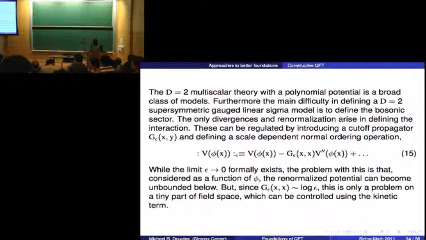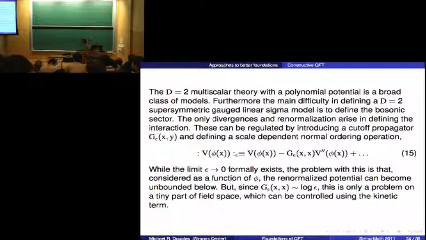Okay, so here's a little bit more detail about this d equals 2 case. So this is the case where there is something to prove, but it's not a very hard thing to prove. So you have to normal order the interaction. So you think about a Landau-Ginzburg theory with just some number of bosons and a potential. In some sense, you have to normal order the interaction.